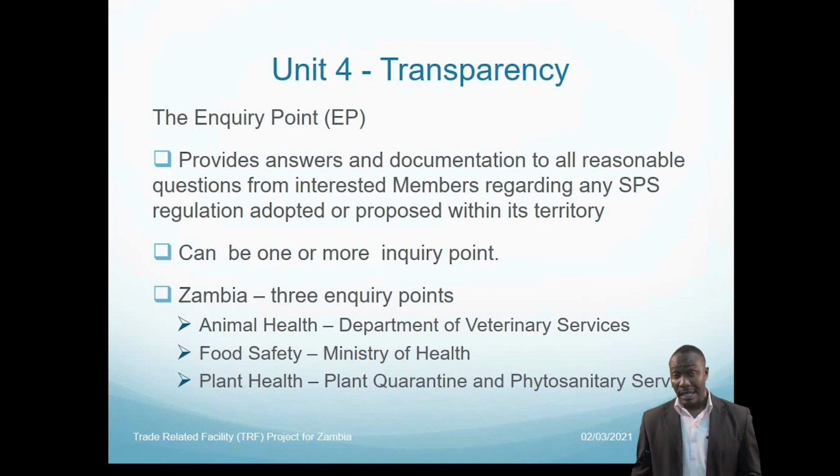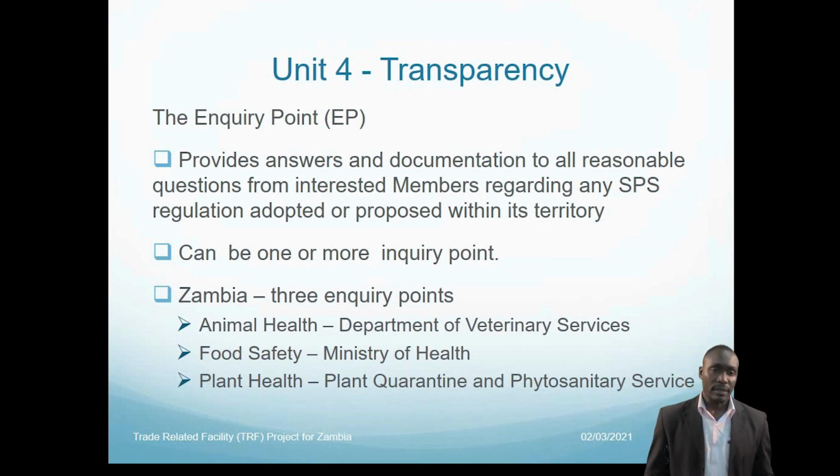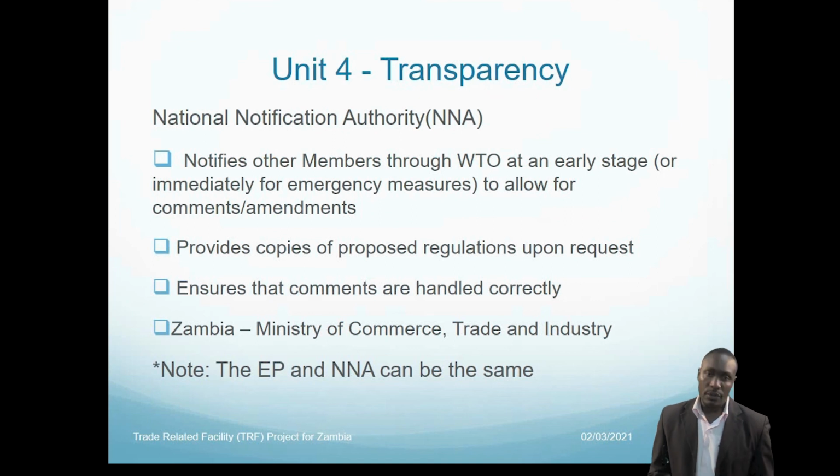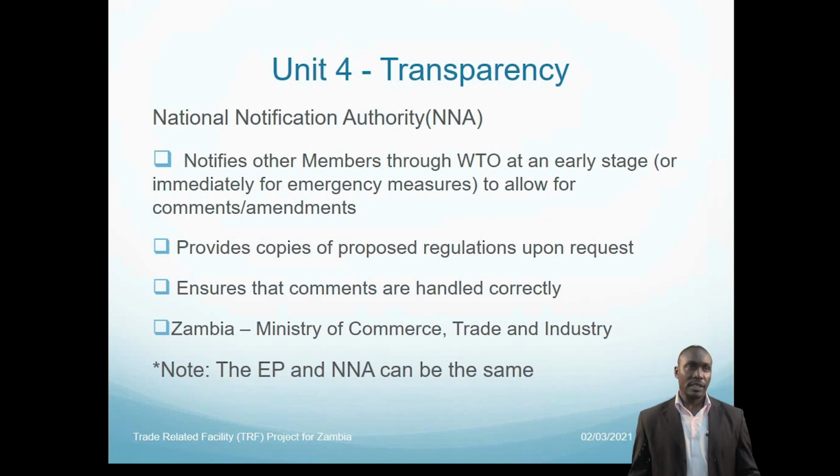The animal health is under the Department of Veterinary Services. The plant is under the Ministry of Agriculture, but under the Department of ZARI for plant quarantine and the phytosanitary services. For food safety, you have the Ministry of Health itself. The notification authority, you have the Ministry of Commerce, Trade and Industry as our national notification authority. So all notification of proposed SPS measures are sent through the Ministry of Commerce, who will now broadcast to the WTO Secretariat.